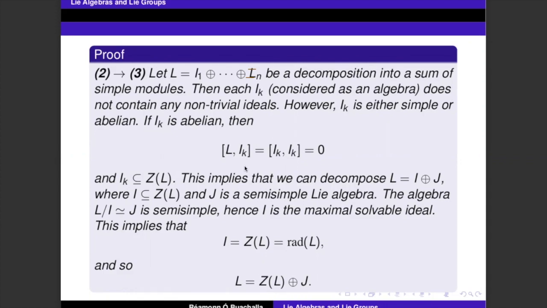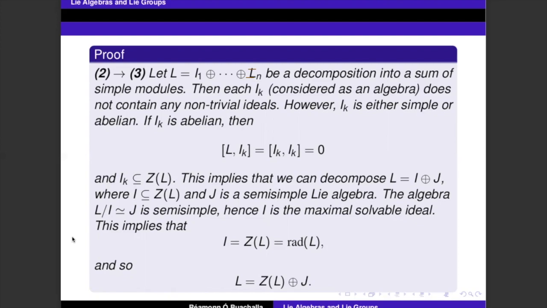And this implies that we can decompose L into a direct sum of I and J, where I is contained in the center and J is semi-simple. But the algebra L quotient by I, which is isomorphic to J, is semi-simple. Hence, I is going to be the maximal solvable ideal. This implies that I is equal to the center, which is equal to the radical. And so we see that L is equal to the center plus J. And that's it. Well, we haven't done the equivalence yet, but we've shown that any reductive Lie algebra can be decomposed into its center and a semi-simple part.